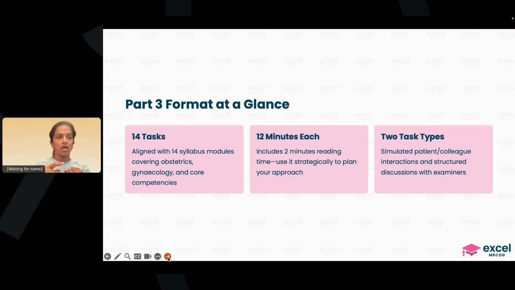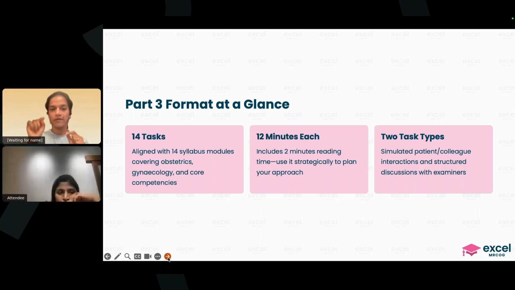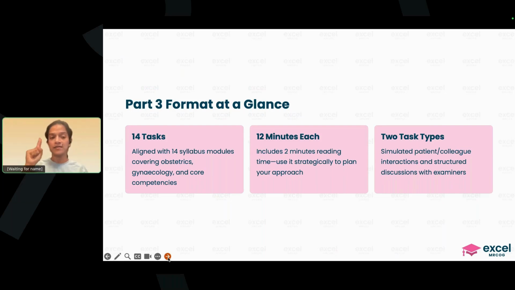Now we all know what a simulated patient task is. It is important for you to note, when you enter the cubicle, whether it is a simulated patient task or a structured discussion. That is the first thing that you would notice in your circuit. Of course, we would be coming to that in detail when we go to the individual tasks.